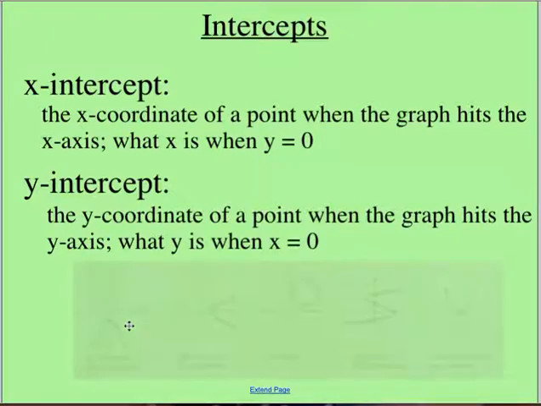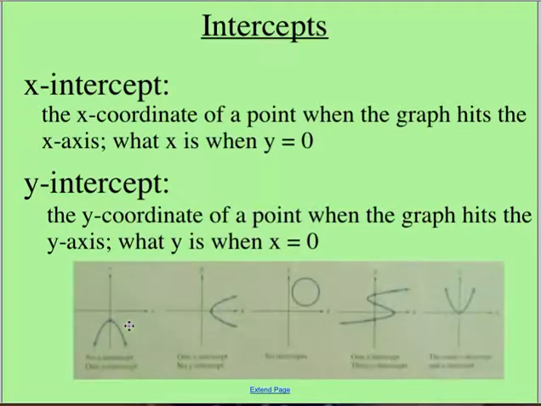So a couple examples that I have on your note sheet are graphs. This is an upside down parabola where it doesn't have any x-intercepts, it has one y-intercept. Here is a sideways parabola where it has one x-intercept and no y-intercepts. So there are lots of different ways that a graph can hit an x or a y-axis.